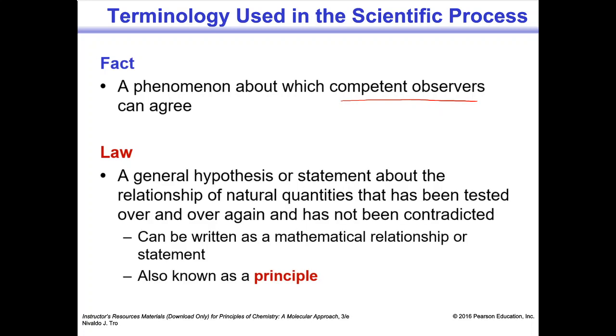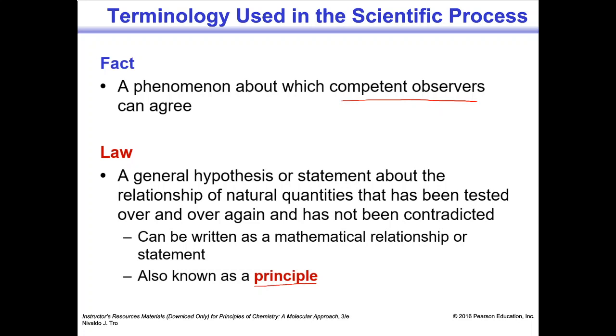So what about a law? A law is a general hypothesis or statement about the relationships of natural quantities that has been tested over and over again and has not been contradicted. This can also be written as a mathematical relationship. It is sometimes called a principle. The biggest confusion you're probably going to have is what's a law and what's a theory. You can think about these as first principles.